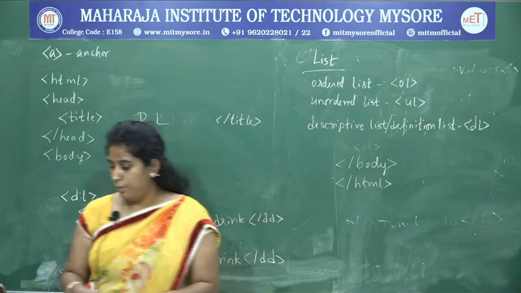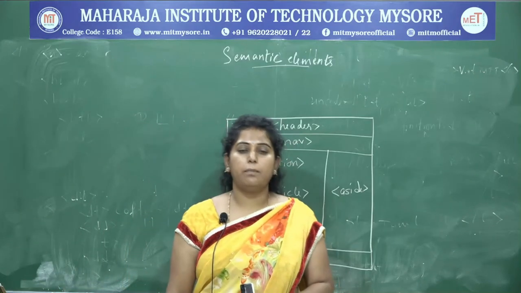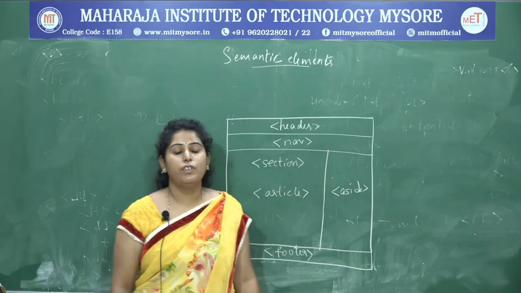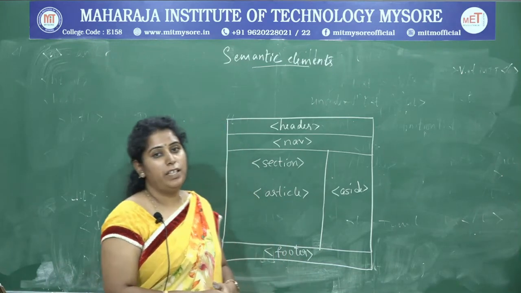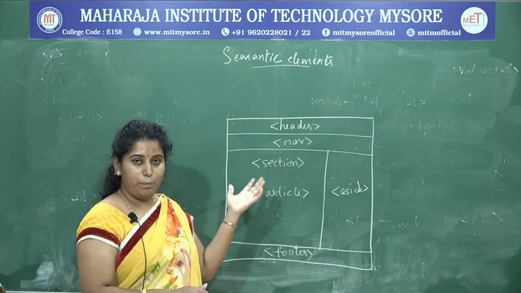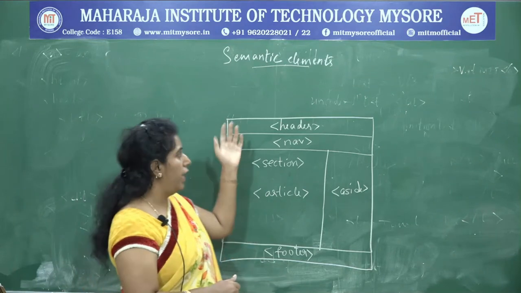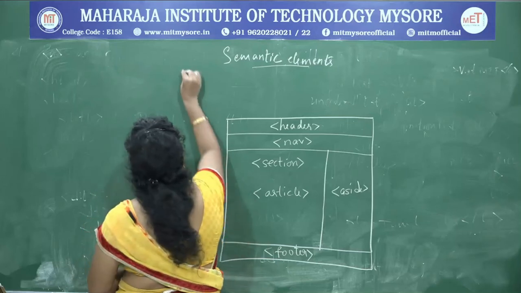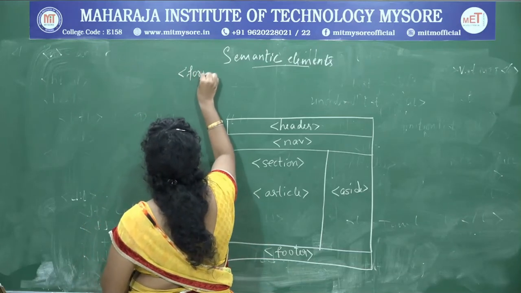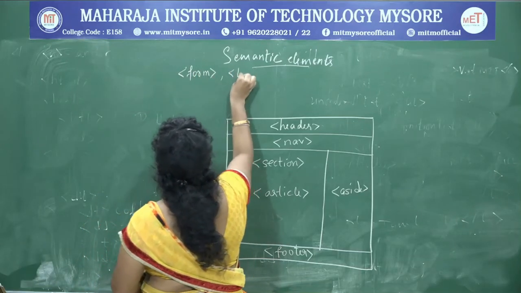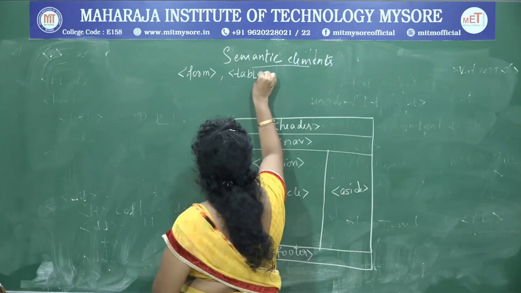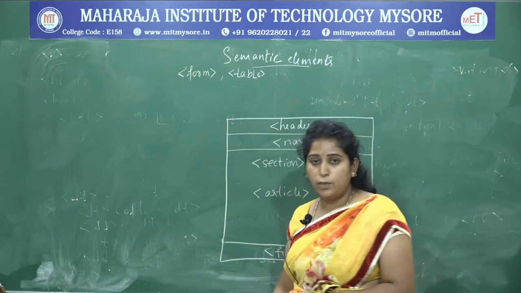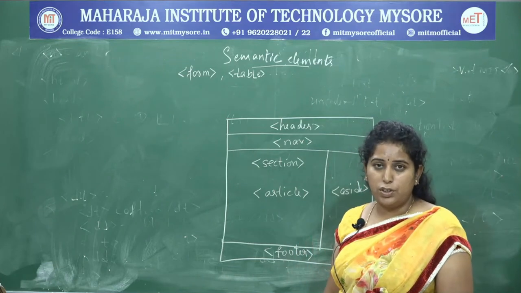Yes, the next topic is semantic elements. What are semantic elements? Elements which describe clearly their meaning to both the developer and the browser are called semantic elements. For example, the form tag, the table tag, and so on. These types of tags will be discussed in the future sessions.